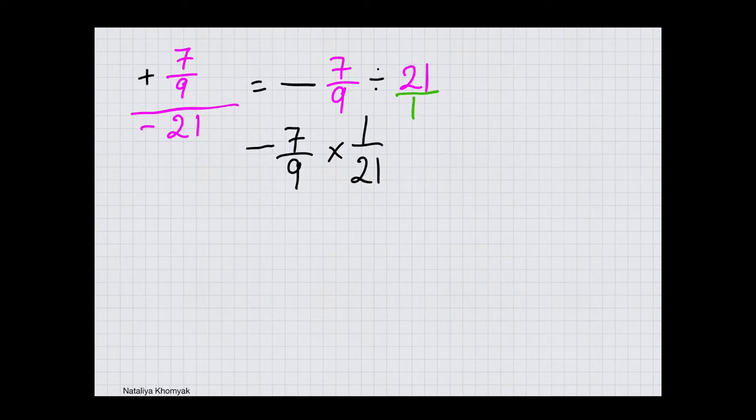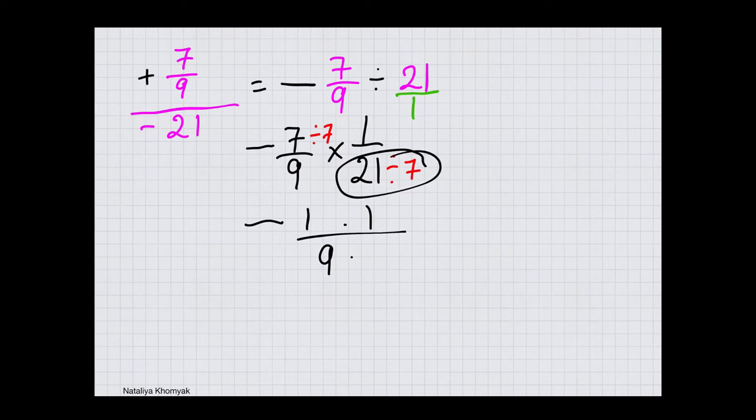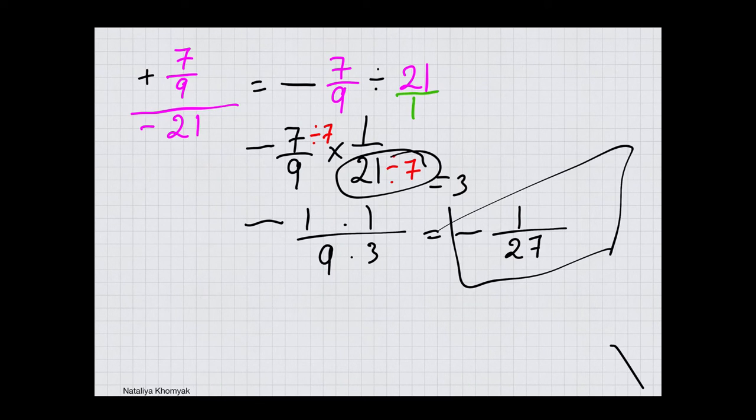What we want to do is to reduce before multiplying, so 7 can be divided by 7, and 7 will go into 21. So we get negative 1 times 1 out of 9 times 3, since 21 divided by 7 is 3. The fraction is still negative. 1 times 1, 1. 9 times 3, 27. And that's our answer.